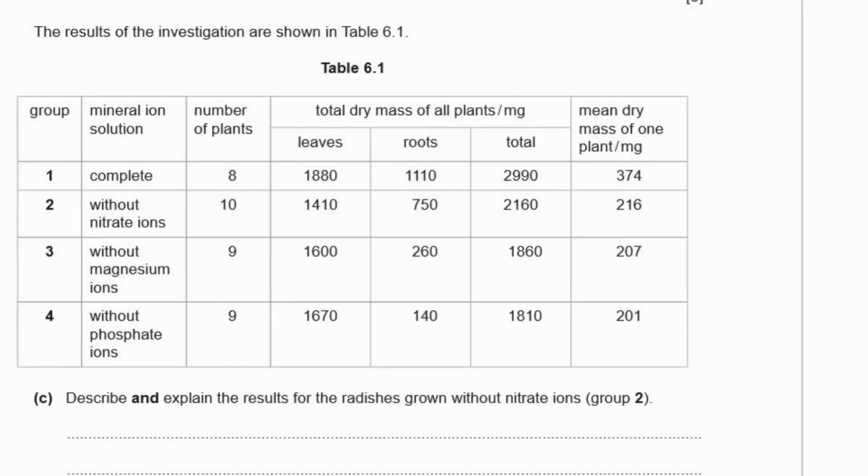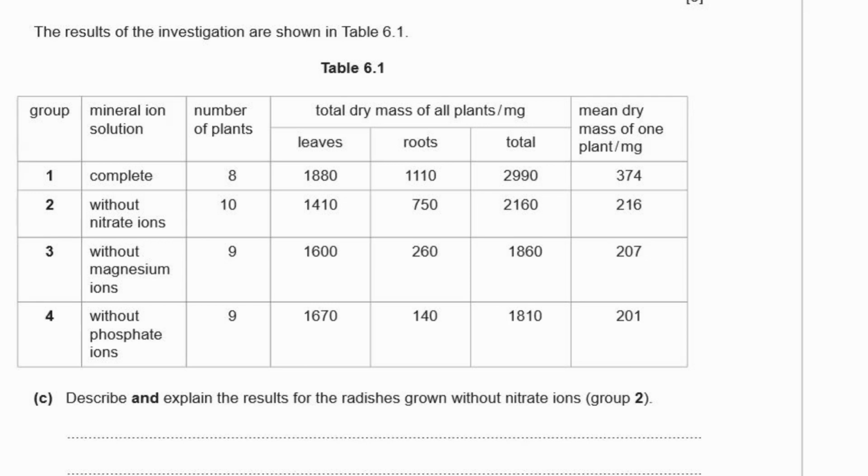So the results of the investigation are shown in table 6.1, and this is table 6.1. We have group 1, 2, 3, and 4. And that is the complete solution, without nitrate ions, without magnesium ions, and without phosphate ions. They started with a similar number of plants. Obviously, they probably tried to start with 10 for each of them, but this one, 2 died before, or didn't germinate. This one, 1 didn't germinate.